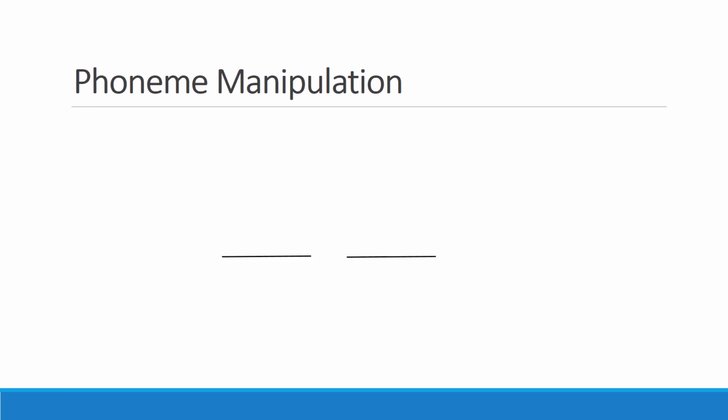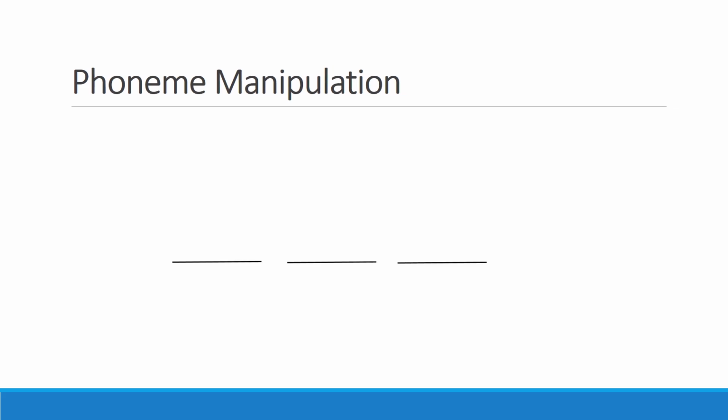Don't forget that, as was shown with blending and segmenting words, lines can be used for placeholders for sounds. Blend this word, at. Now draw an additional line. Be sure to point to each placeholder line as you move through the manipulation activities.